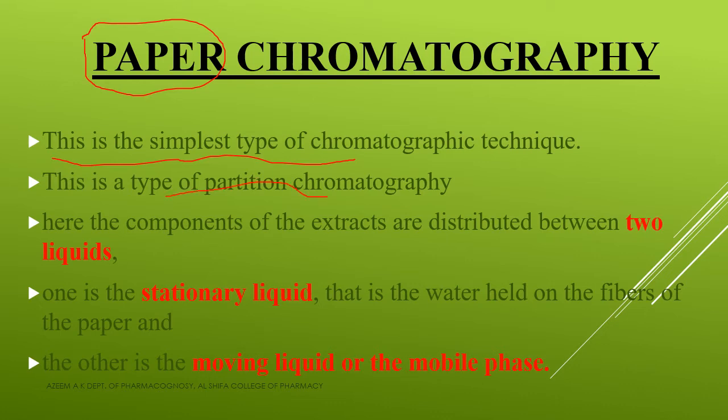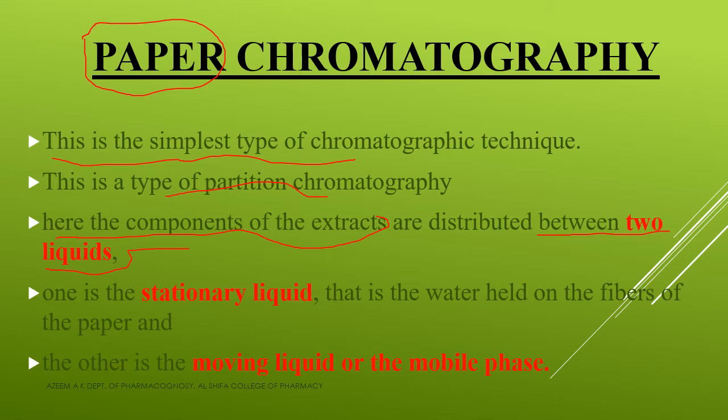So it is a partition type of chromatography. Paper chromatography is the simplest of all the different types of chromatographic technique, and it is a type of partition chromatography. Clear? Here the components of the extract or the sample which you are going to separate are distributed between two liquids. Okay. So here the components of the extracts are distributed between two different liquids. Clear?